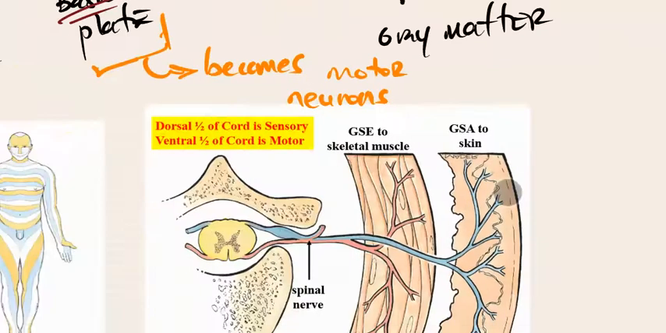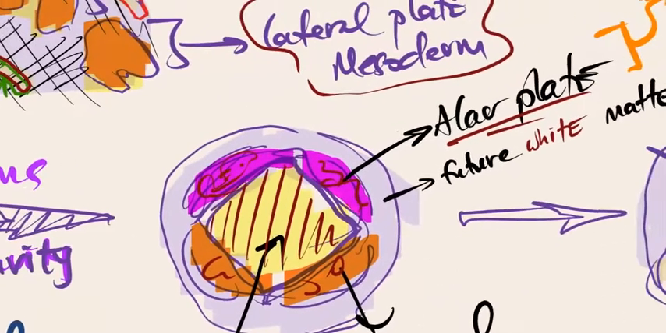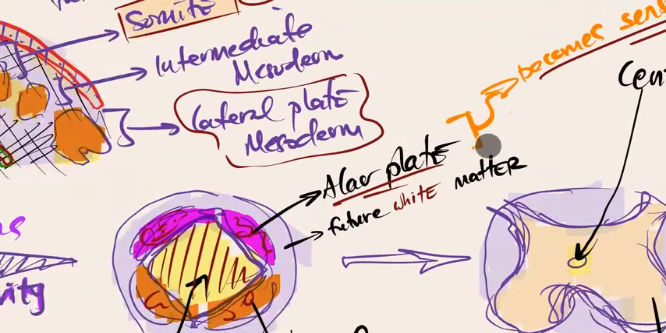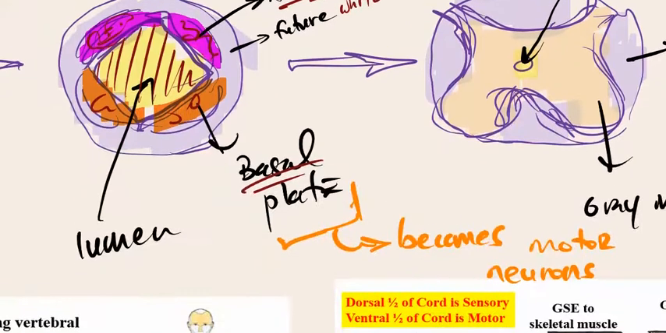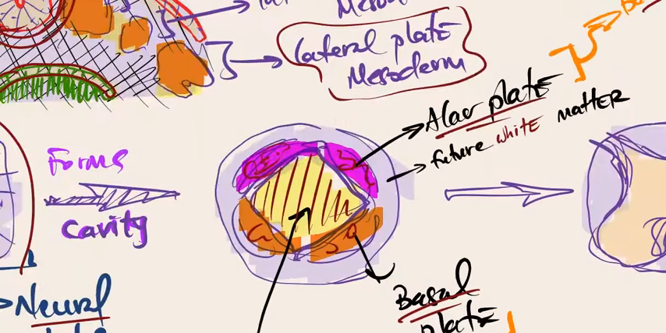So the idea that we're trying to establish here is that when you're looking at this alar plate, it's gonna give rise to the sensory neurons. Right. The alar plate is gonna give rise to the sensory neurons. And the basal plate is giving rise to what? The motor neurons. And that makes sense, right? Because this would be dorsal, right?